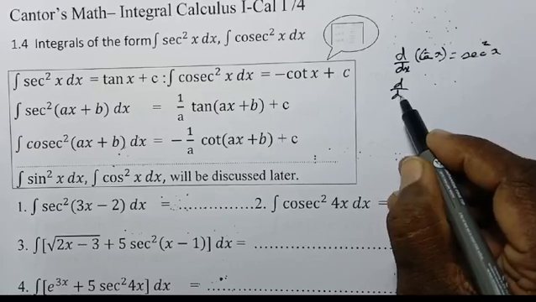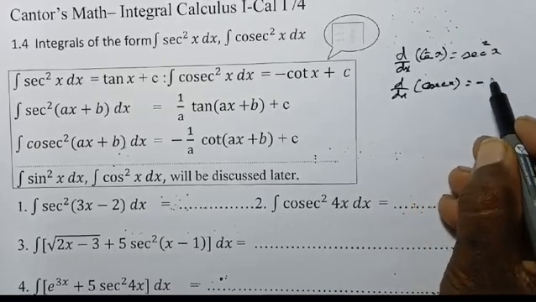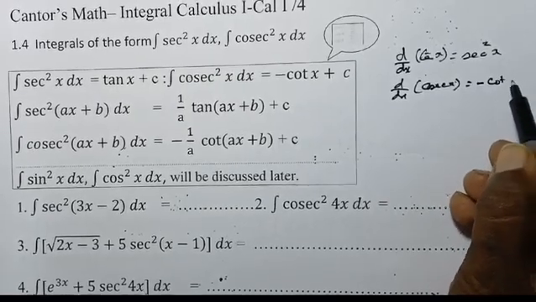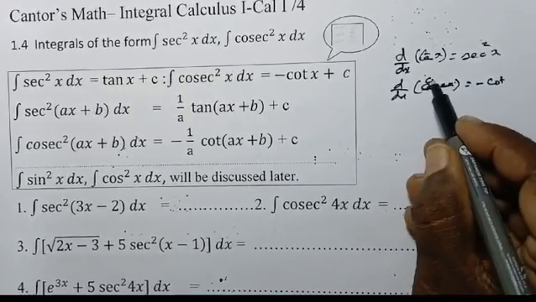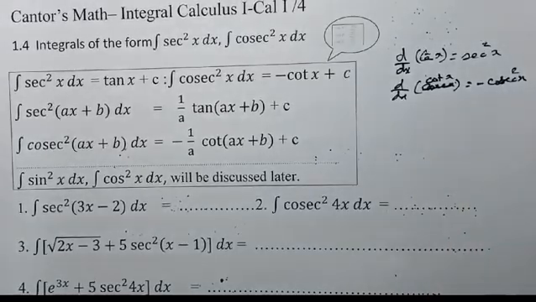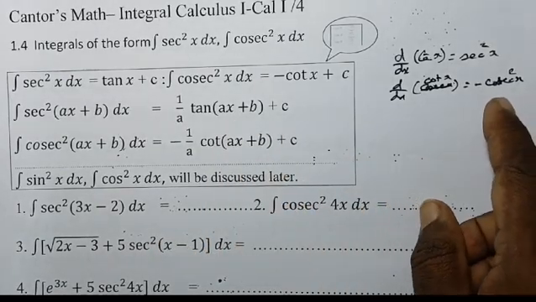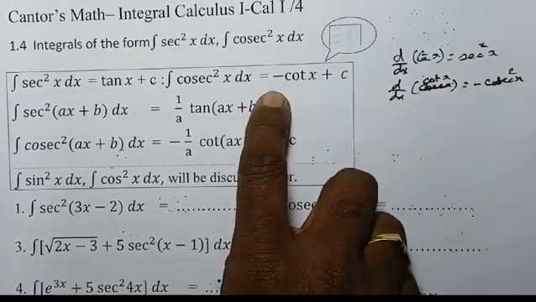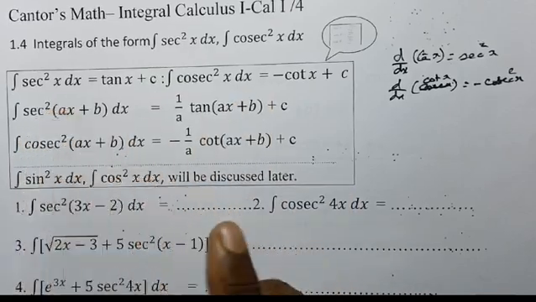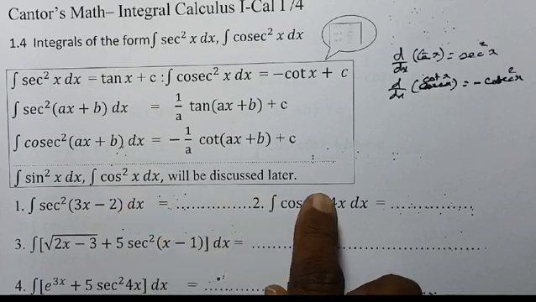Similarly, if you differentiate cot x, we get minus cosecant squared x. Then the integration is the reverse process of differentiation. Therefore, if we integrate cosecant squared x, you will get minus cot x. These two are the general forms as usual. Now, integral sin squared x and cos squared x will be discussed later.